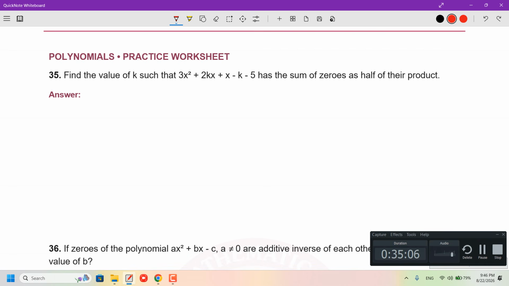Find the value of k such that this has the sum of zeros as half of their product, means alpha plus beta is equals to alpha beta upon 2. That means 2 times alpha plus beta is equals to alpha beta.